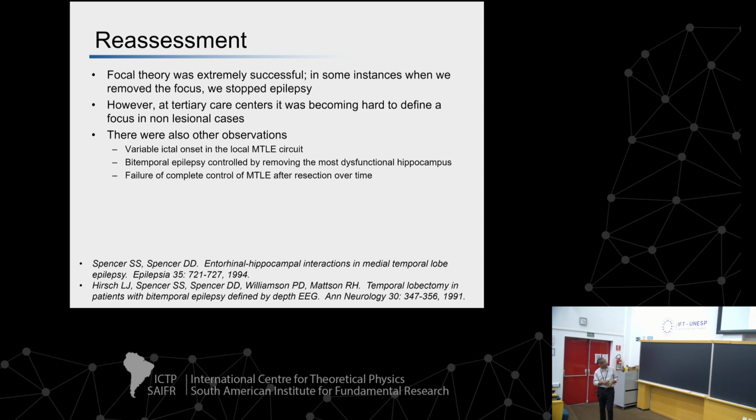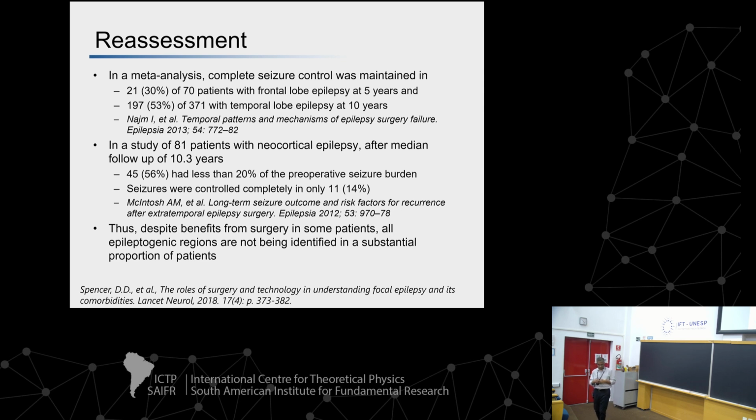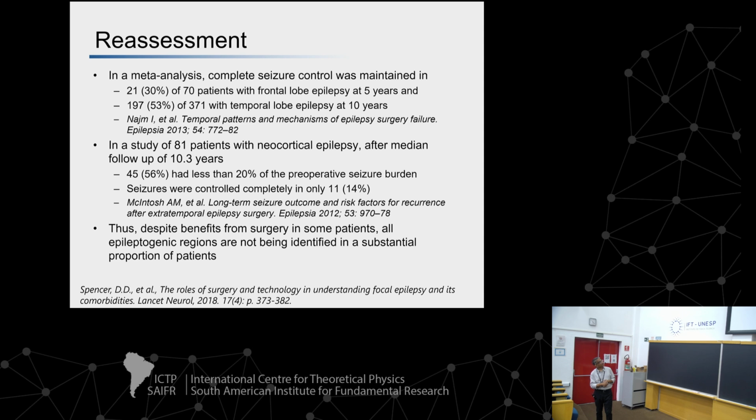We are also observing failure of complete control of medial temporal lobe epilepsy over time. All of these things were troubling us, and these are papers that appeared more than a decade back. A paper from the Cleveland Clinic showed that at 5 years, only 30% of the 70 patients with frontal lobe epilepsy were still controlled after surgery. And in another group, 53% of temporal lobe epilepsy patients at 10 years were controlled. So only a small fraction. After 10 years, only 50% of patients, where we were so absolutely certain of the seizure onset area and removed it, were controlled.